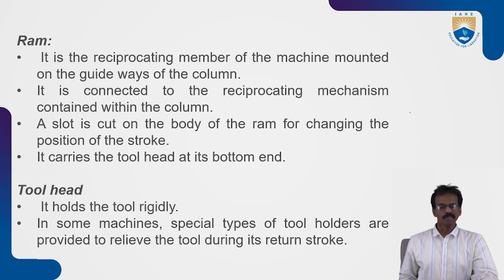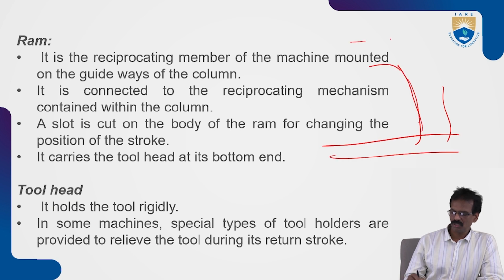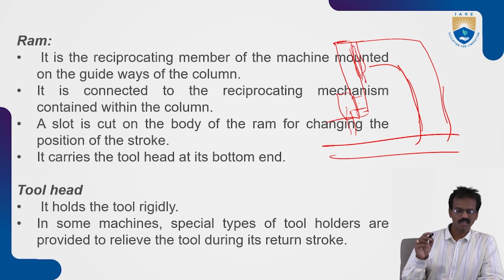Now we'll see the ram. The ram is attached to the front face of the column. This is the base, this one is the column, and this is the front face. There are guideways, and on these guideways the ram will move like this. The ram has a holding device to hold the workpiece. On these guideways the ram will move.